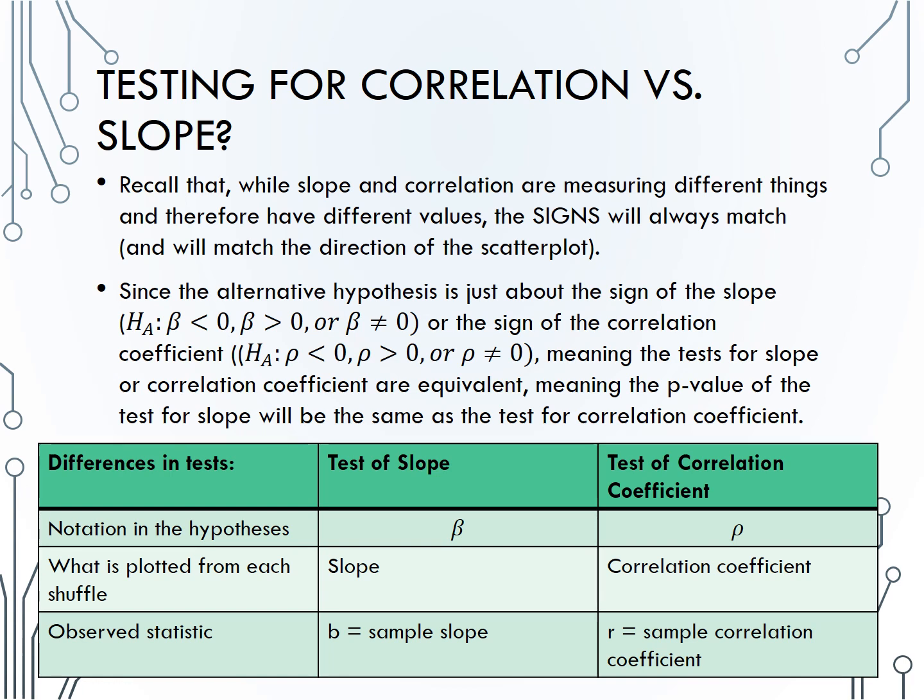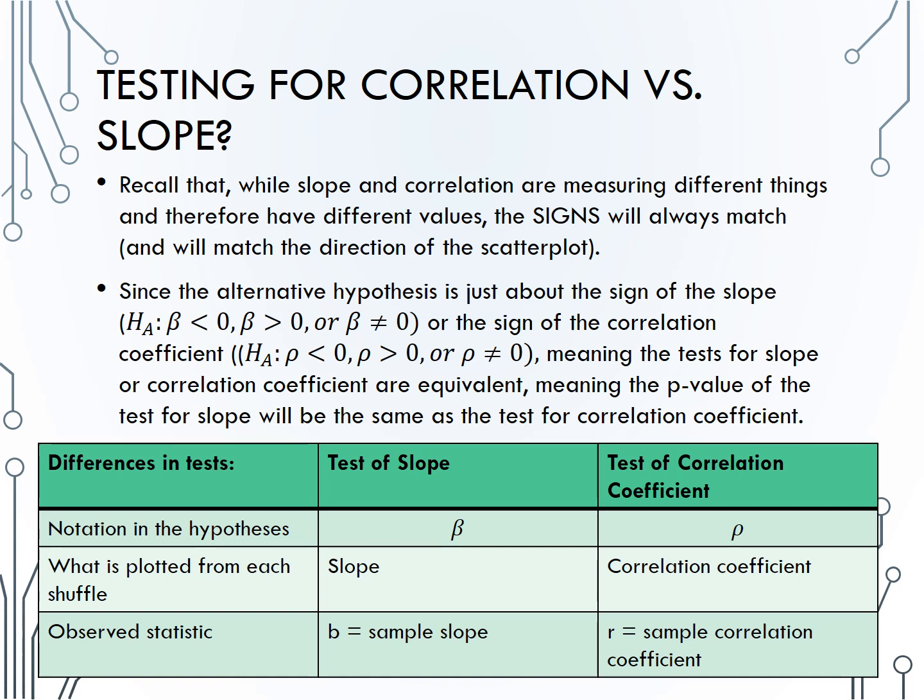Since we're only looking at the sign of the value, the sign of the slope, or the sign of the correlation coefficient, the tests for slope and correlation are equivalent, meaning it wouldn't matter which summary measure you test for, the p-value is going to be approximately the same. So the differences in the test are really these three things. The notation in the hypotheses, we would use beta for slope and rho for correlation coefficient.